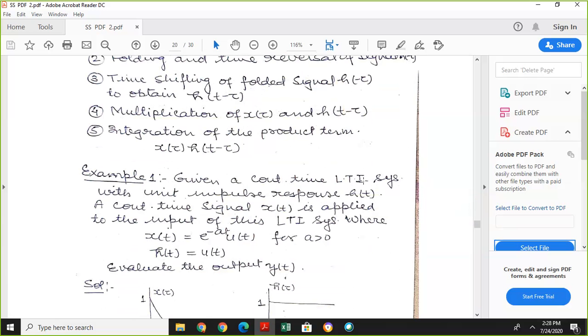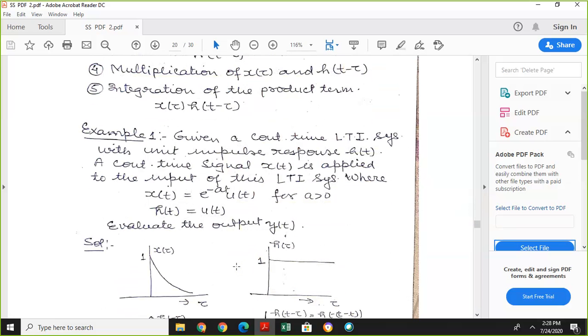Given a continuous LTI system with unit impulse response, यहाँ देखो unit impulse response है h of t. A continuous time signal x of t is applied to the input of this LTI system, where x of t is given by exponential minus a t u of t for a greater than 0 and h of t is given by u of t. Then evaluate the output y of t. दो सिग्नल्स गिवन हैं x of t and h of t. h of t is the impulse response of the LTI system and x of t is the input signal.